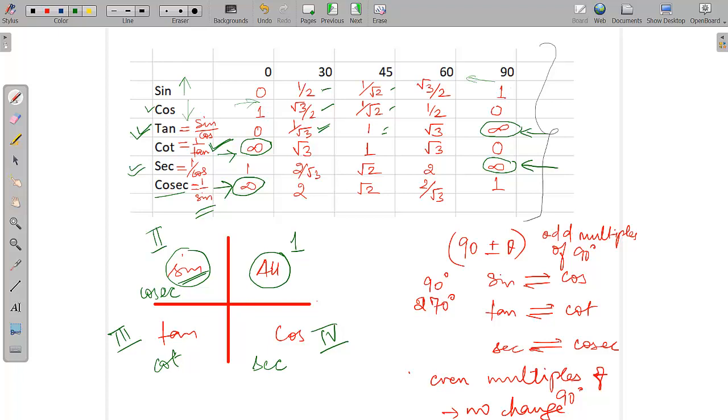So the quadrant starts from here. It goes up to 90 degrees, 180 degrees. That means this is pi by 2, this is pi, this is 3 pi by 2, that means 270 degrees. This is 360 degrees, that means 2 pi. And it can again go beyond it. It can again repeat itself.